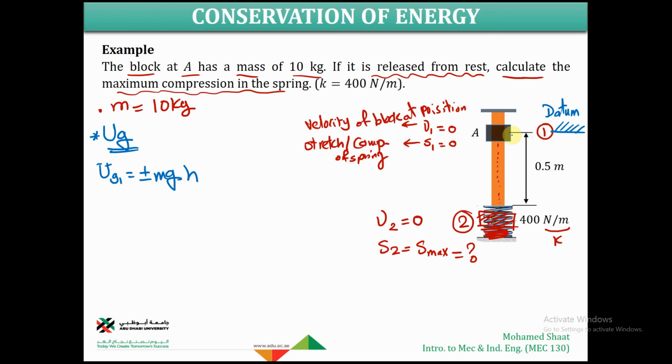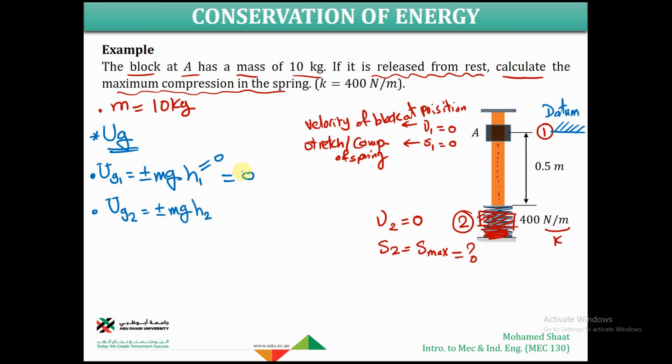Now the object is exactly over the datum, exactly at the reference. This indicates that h equals 0 for position 1. Anything multiplied times 0 gives 0. So this is going to give us the gravitational potential energy at position 1: it is 0. But how about the gravitational potential energy at position 2? You're going to still use the same datum, the same reference. So it should be plus or minus mgh, but at position 2.